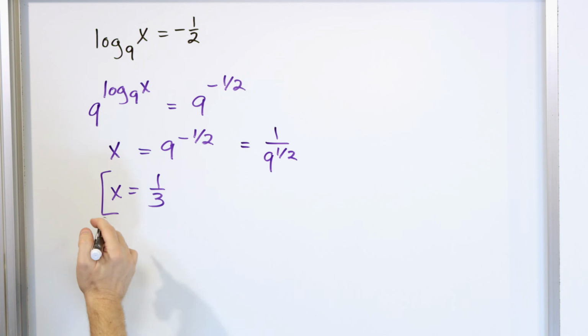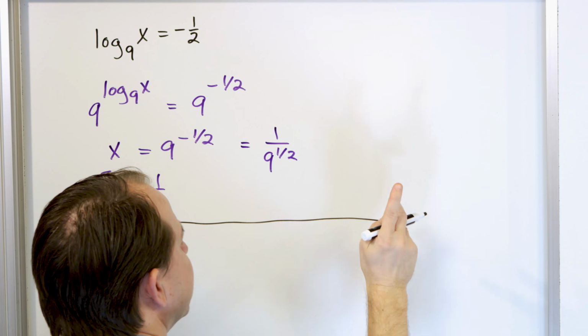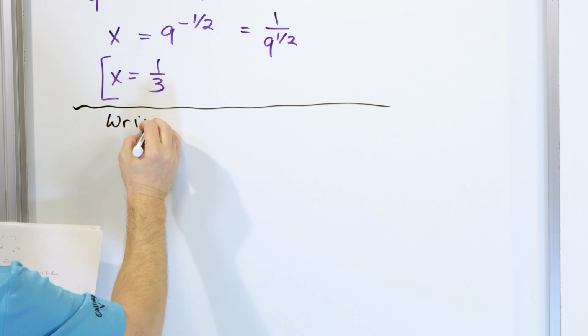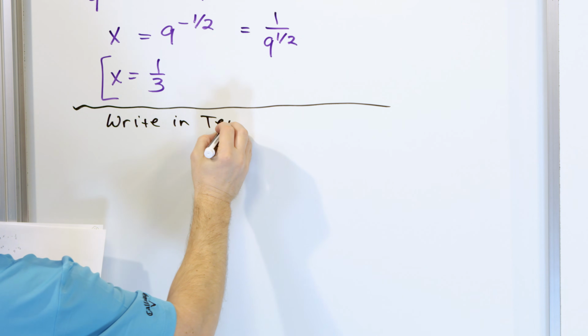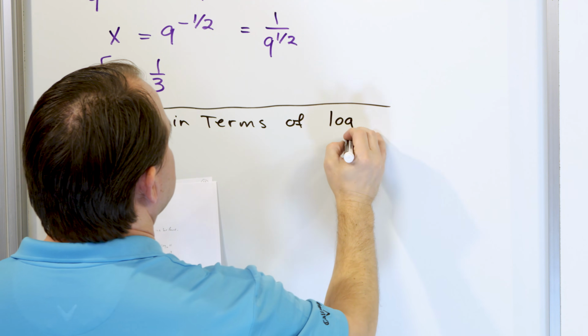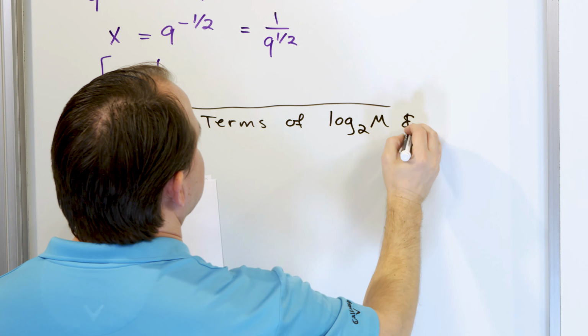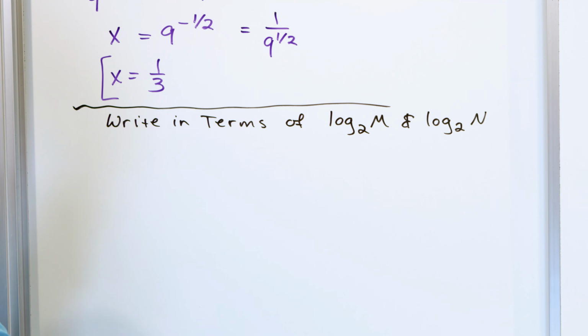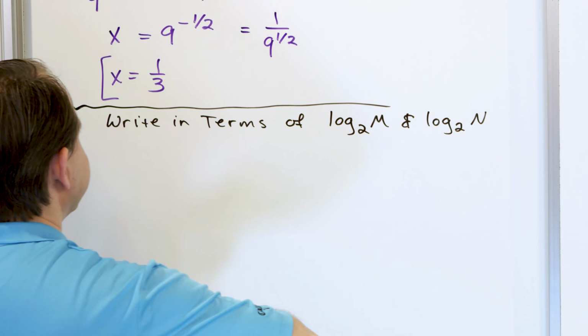All right, so now we want to switch our gears to using law number 3, law number 4, law number 5. So what we want to do here is write each expression in terms of log base 2 of m and log base 2 of n. You'll see what I mean when I give you the first problem. That's how we're simplifying these.